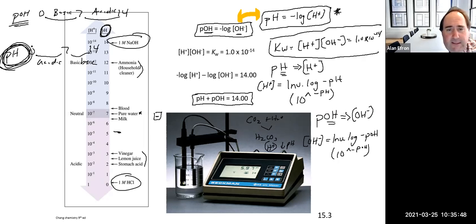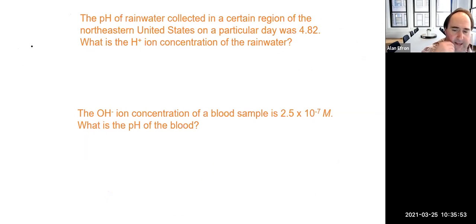All right, so let's try some calculations here and see what we got going on. We got a couple here. Top one is the rainwater is collected and the pH is 4.82. What is the H plus? Why don't we just do a whole bunch just to make sure all of our calculations work here. Our calculator is working. Let's also calculate the OH minus concentration. Let's calculate the pOH on that first one as well. Obviously the H plus concentration. And then let's also figure out, is it acidic, basic, or neutral?